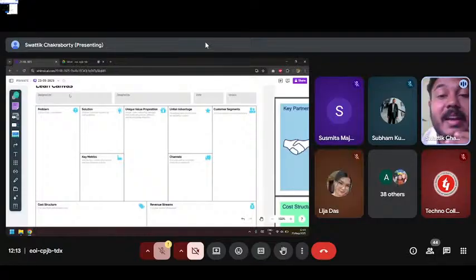Next is the segment called channels, where we list out how are we going to reach out to customers. What are our ways of communication? Whether it's online, if it's online, then what are the channels? Whether it's offline, if offline, then how? Through distributors, through retailers, through retail shops, through our own brand shops. How are we going to reach out to customers?